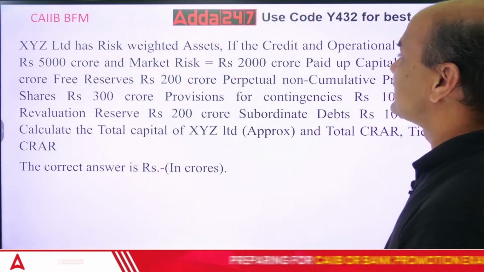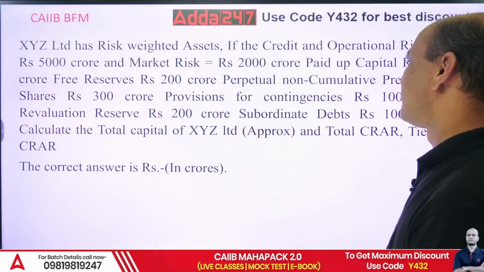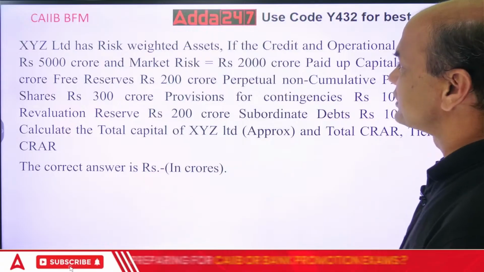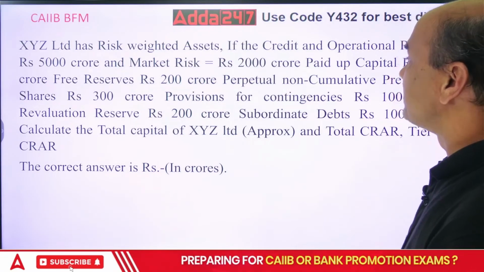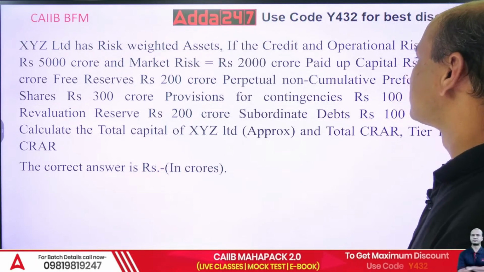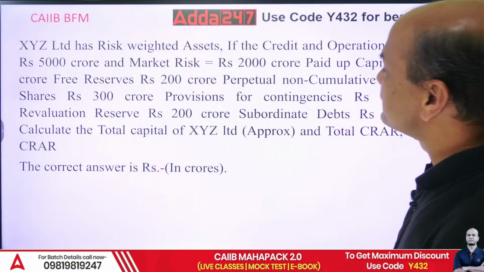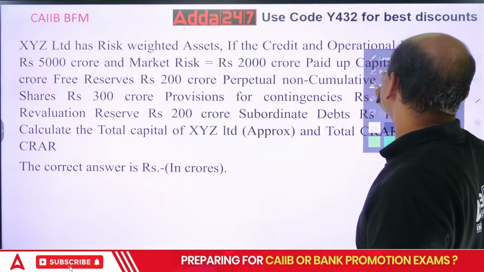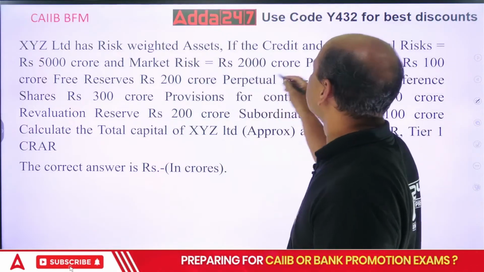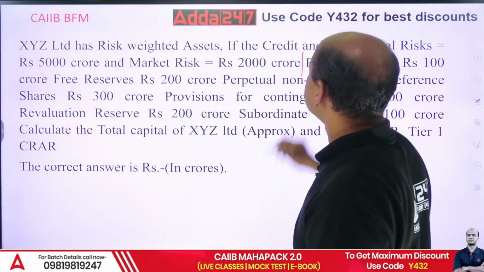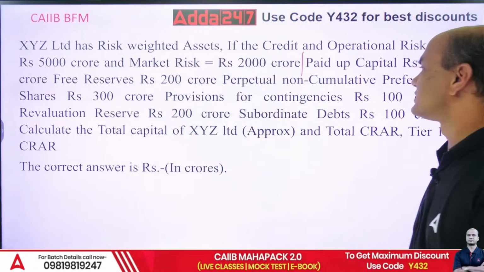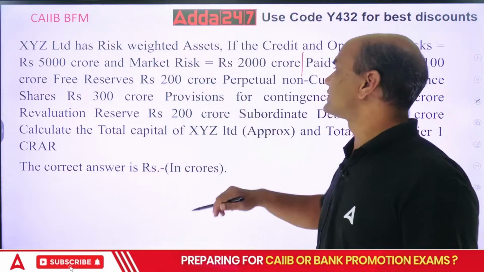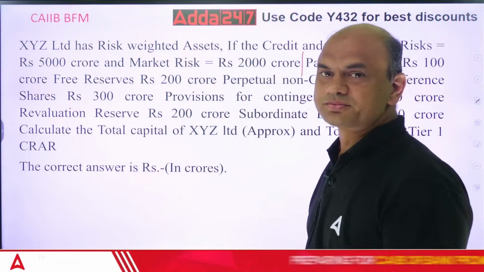XYZ Limited has a risk-weighted asset. The credit risk and operations risk together is 5,000 crores. Market risk is given as 2,000 crores.